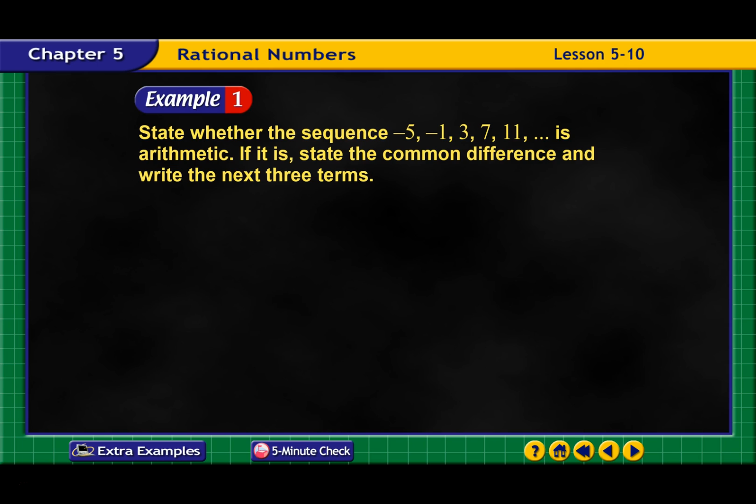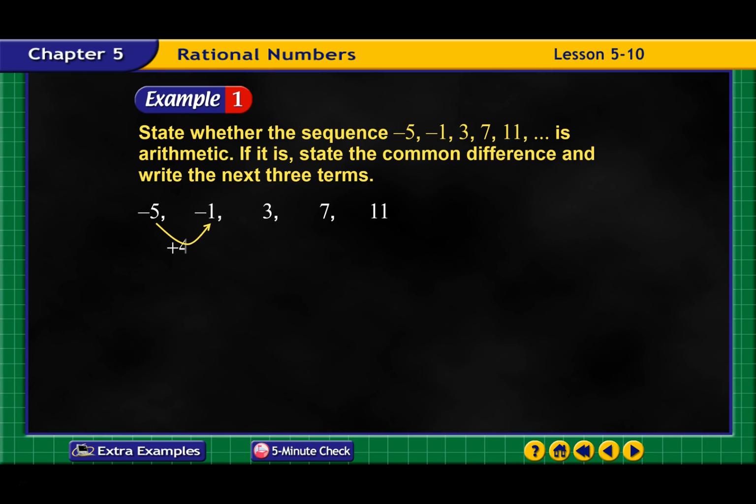All right, so state whether -5, -1, 4, 7, and 11 is arithmetic. If it is, state the common difference and write the next 3 terms. So we write those numbers out. It's going to be hard to do them where it is. Take those numbers, write them out.